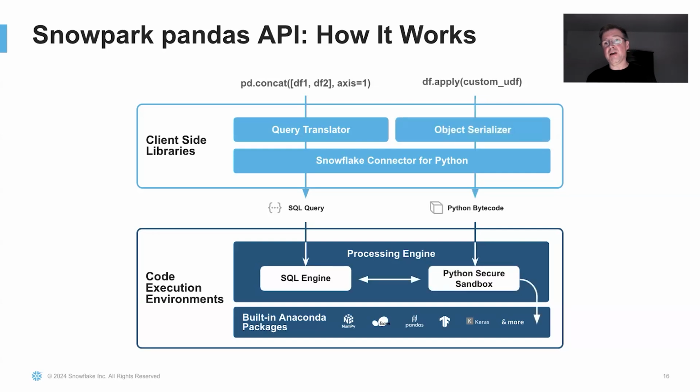If I'm using custom functions, for example the pandas apply function, this is not translated to SQL, but the code is pushed down to be executed in the Python secured sandbox that we are running in your Snowflake environment. So the data will still stay in Snowflake, and you get all the benefits of the security, the governance, and the way we execute.